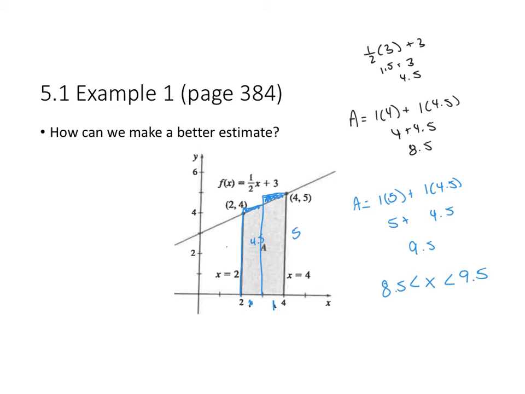My real area is somewhere in the middle. That should be an area. Now that's a tighter range than the one we did on the previous slide, which was between 8 and 10.